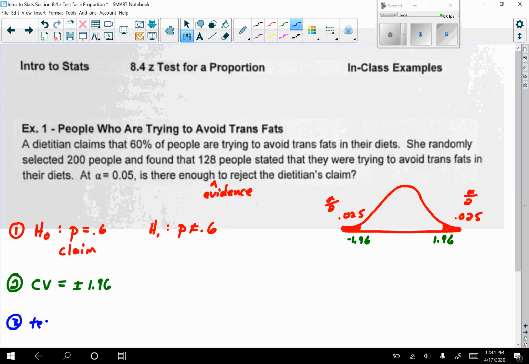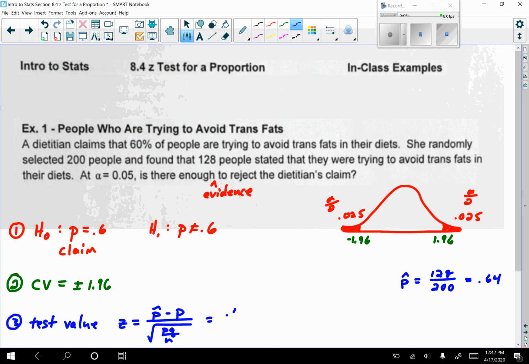So our test value, which is z, is equal to, this is a formula that I just had on the previous page, p hat minus p over the square root of p times q divided by n. So in this case, p hat is going to equal 128 over 200. No need to round, this does stop right at the hundredths place, so it's 0.64.